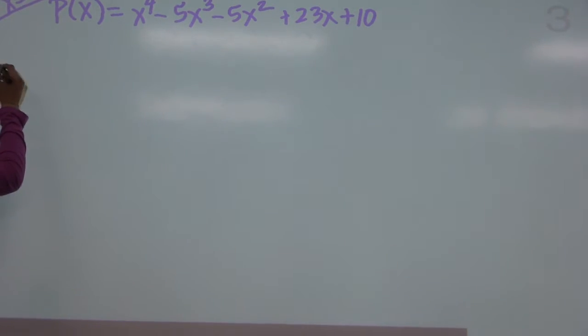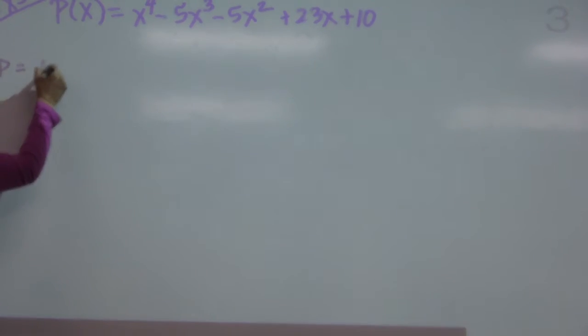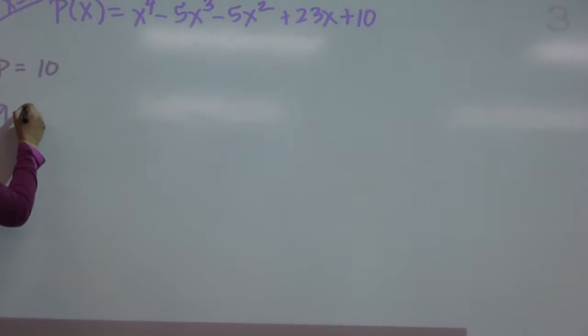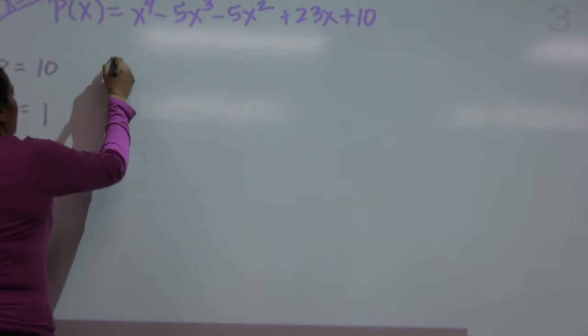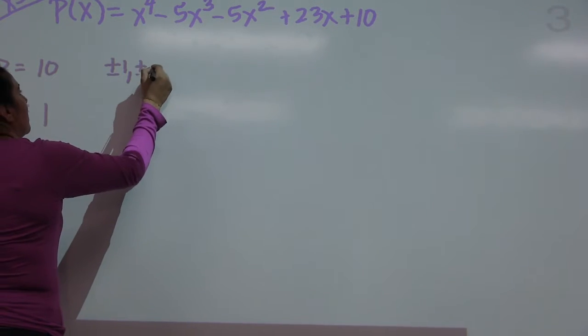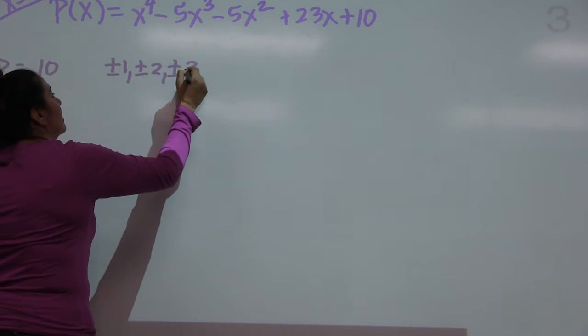Okay. So P is 10 and Q is 1. So we're going to go with plus or minus 1, plus or minus 2, plus or minus 3.